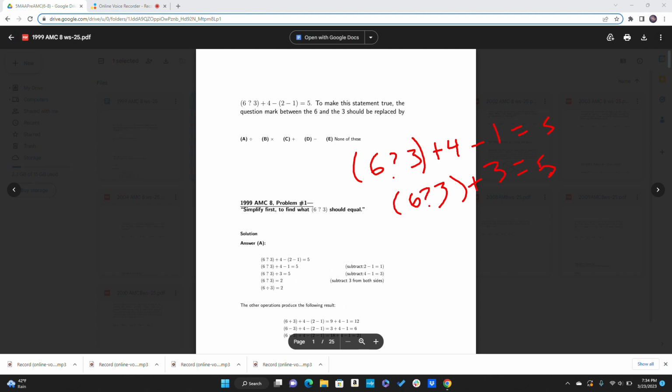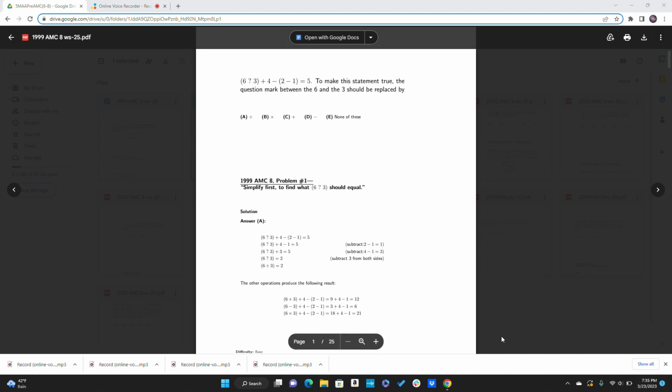Lastly, we can put the 3 to the other side of the equation, right? So we can subtract 3 from both sides. Now we have 6 ? 3 equals 2. So 6 what 3 equals 2? Well, it's not adding, and it's not subtracting. It is dividing. 6 divided by 3 makes 2, so that is our answer. All right, good job with that one. Let's move on to the next one.